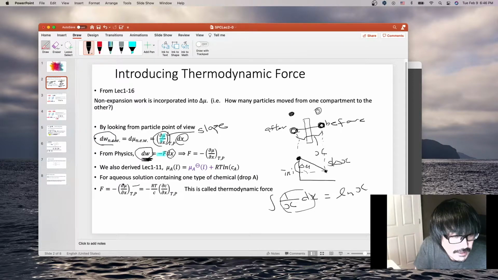Taking the derivative of μ with respect to x, the constant goes away, and then you have RT, you can put it in front, and then you have log of C, right? The derivative of log C is going to be 1 over x, and then the chain rule is going to make the partial C over the partial x at constant temperature and pressure right here. And this expression right here, for this particular case, is called the thermodynamic force. Thermodynamic force.